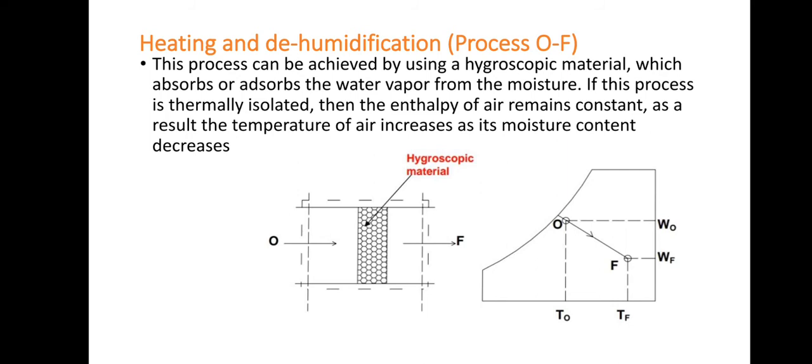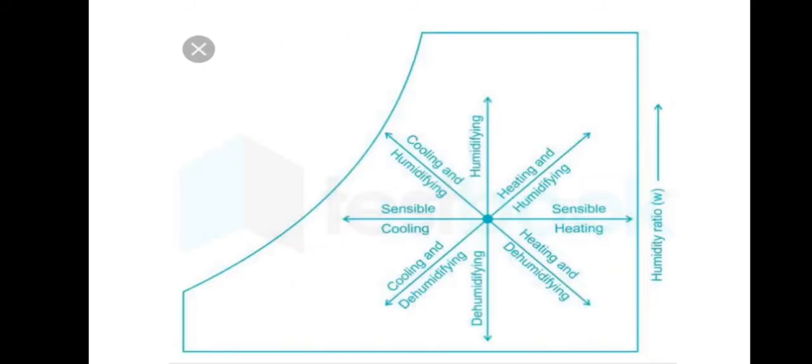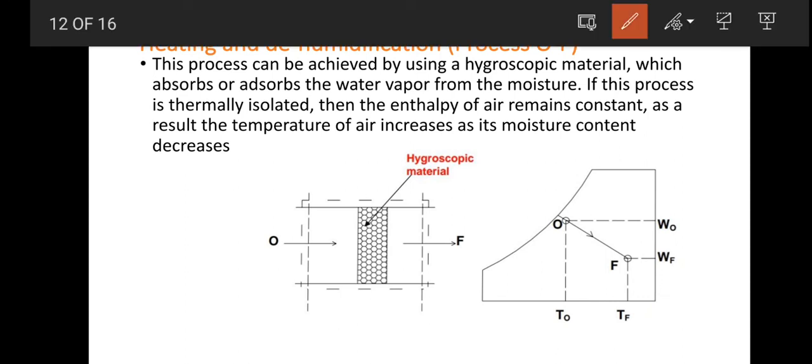Now the next process is the heating and dehumidification process. This process can be achieved by using a hygroscopic material which absorbs the water vapor from the moisture. If this process is thermally isolated, then the enthalpy of air remains constant. As a result, the temperature of air increases as its moisture content decreases. This process is indicated in the diagram with the inlet condition of the air to the hygroscopic material, where the moisture content is absorbed by the hygroscopic material and the air is released from the material.